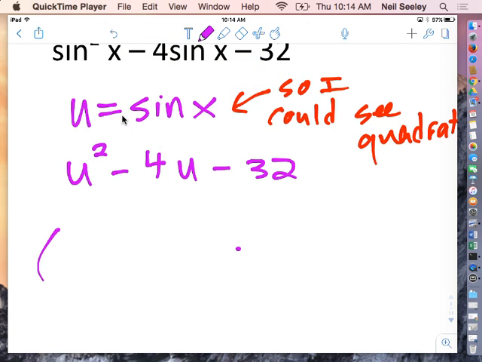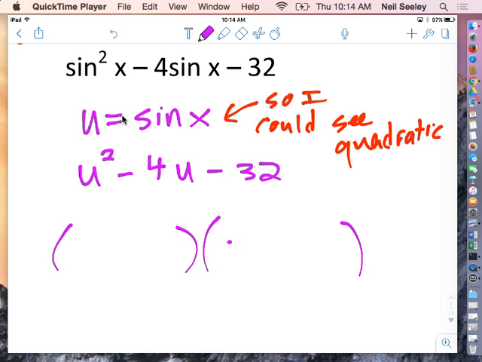If I factor it with the u's in it, that's fine. As long as when I'm done, if I put sine of x back in where the u's are, it's all good. I just did it temporarily. It's actually a really important mathematical technique where you replace something with something simpler, do all the math, and just put the sine of x back when you're done. Okay, so what were the factors that worked? Negative 32, was it minus 8 plus 4? So if I do u minus 8, u plus 4, in this very familiar form, it's factored, right?